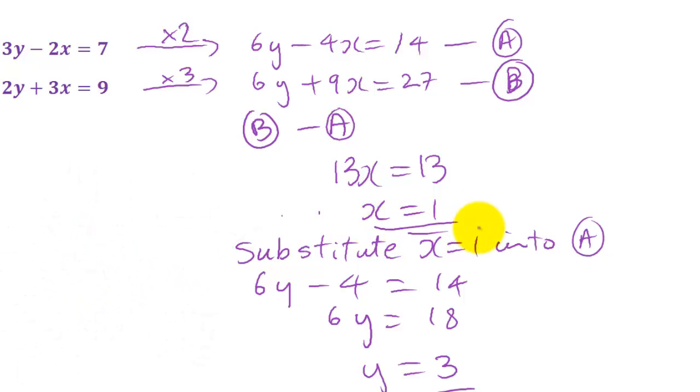Let's just check they work. So 1 and 3, 3 times 3 is 9, 2 times 1 is 2, take it away, I get 7, that works. 2 times 3 is 6, 3 times 1 is 3, add them together, I get 9. So I've got my answer right.